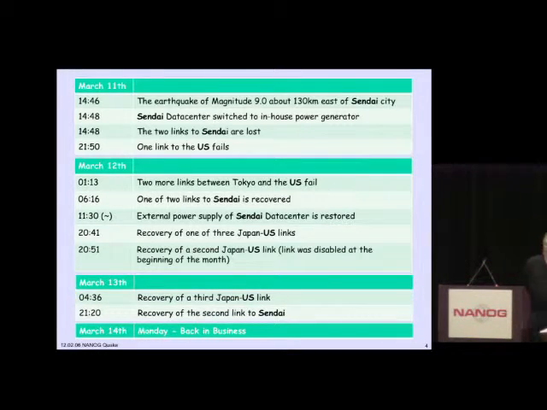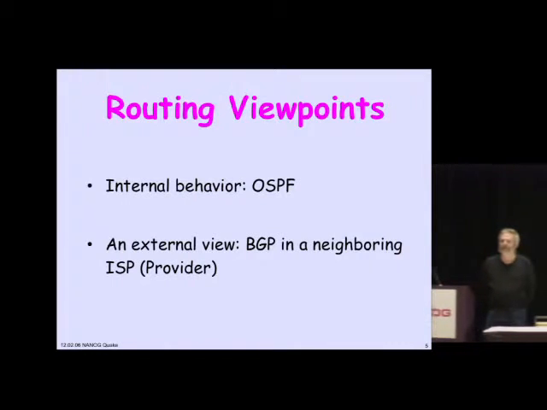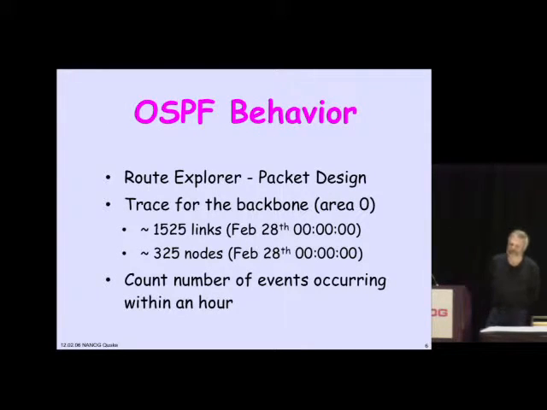Then 2 more links are lost to Transpac, and then a link is restored to Sendai, and so forth. By the time we get to 2 days later, everything's back up. OSPF is the internal IGP, and we have an external view of BGP from a neighboring provider. Thank you, Packet Design, for giving us researchers Route Explorer so we could look at the records. There are about 1,500 links and about 325 nodes.